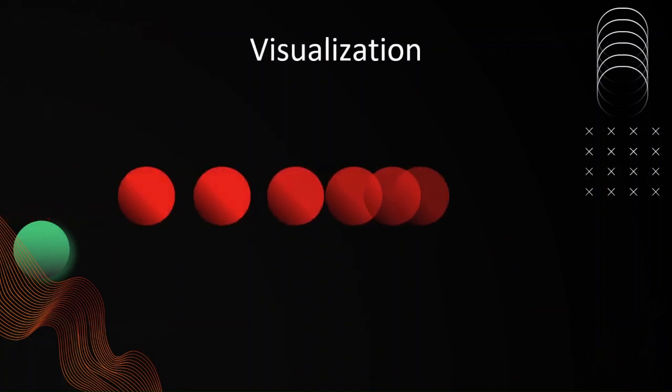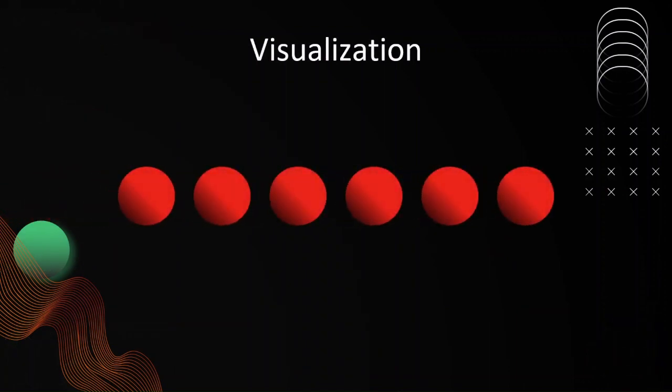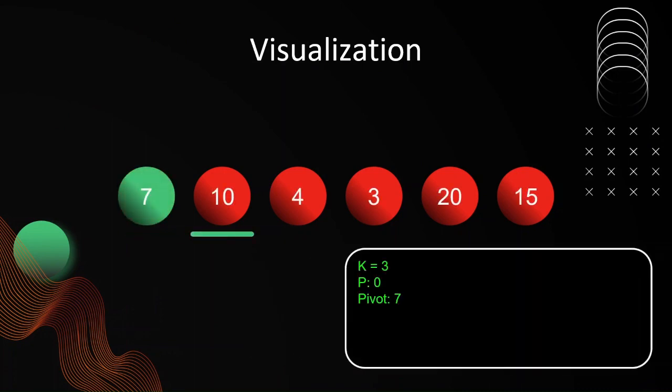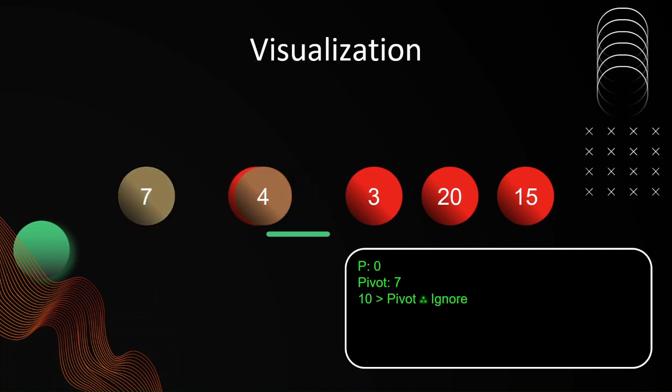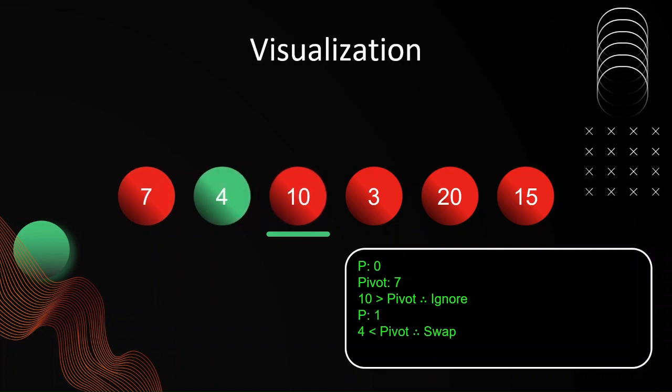Here's a visualization of how the algorithm works to help understand the methodology. Our k is 3, so we need to find the third largest element in the array. The p pointer will initially begin at 0 index, and the pivot value will be 7. We begin looping, starting from the 10. It is greater than the pivot, so we ignore it. 4 is smaller than the pivot, so we increment the p pointer and swap the values. 3 is smaller than the pivot, so we again increment the p pointer and swap the values.